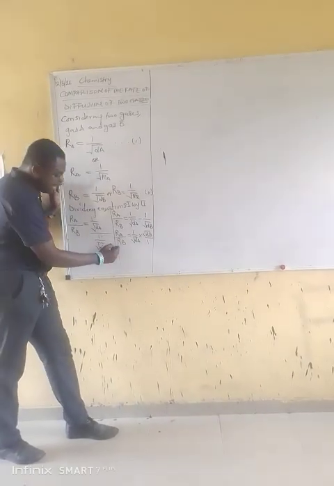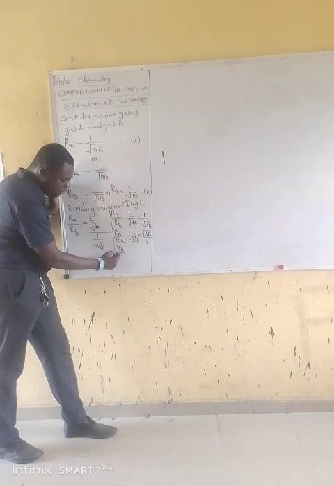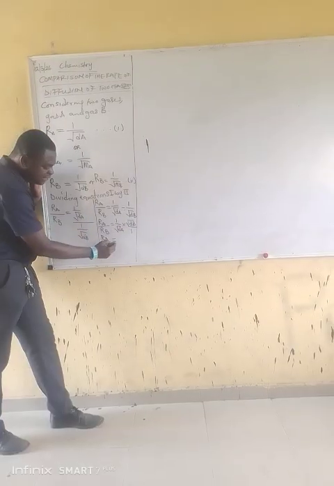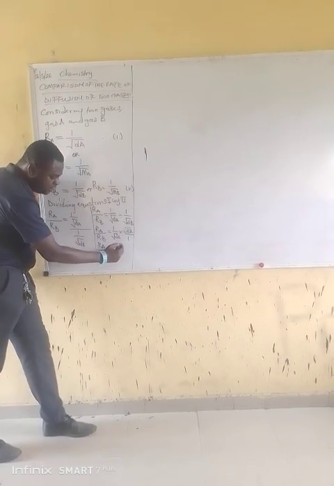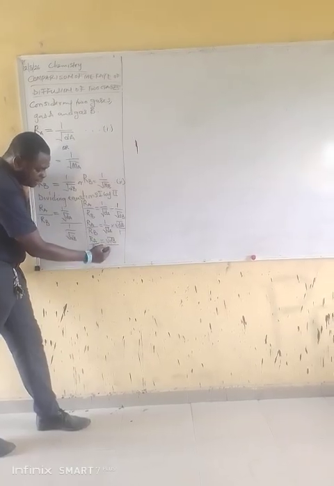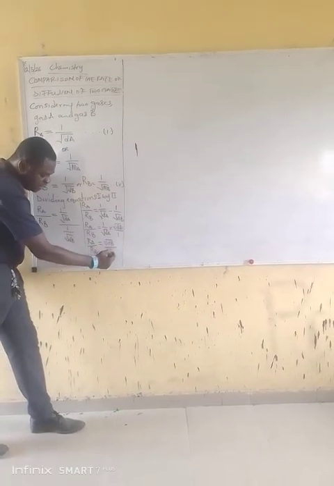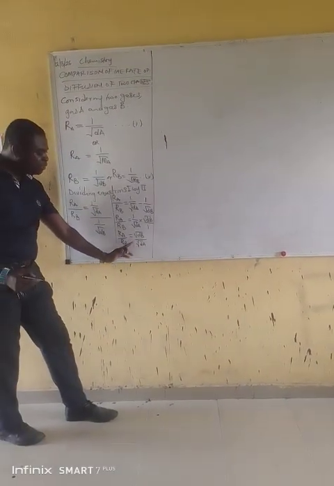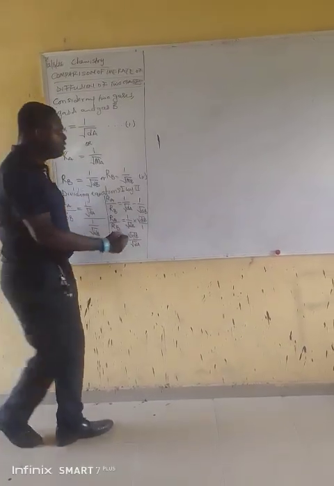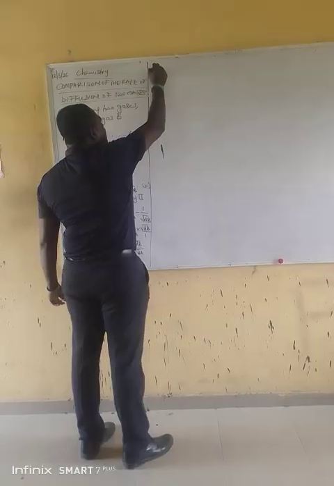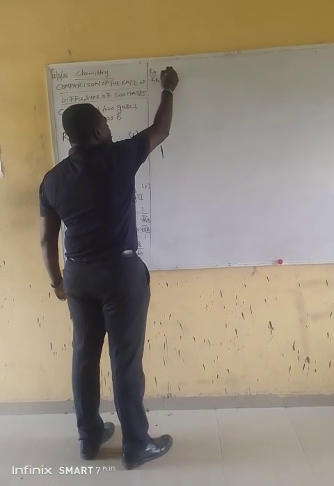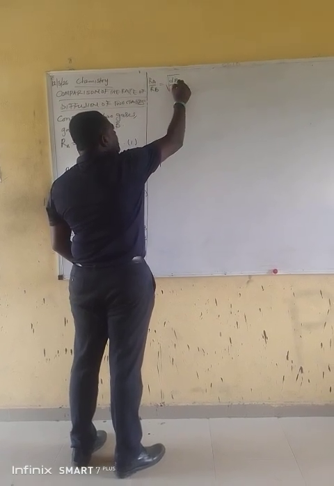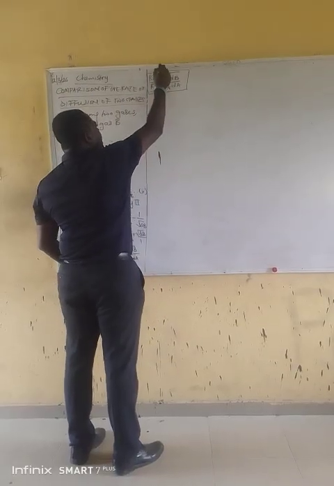Now RA over RB is equal to the square root of dB over 1 times this one, the square root of dA. Have you done surds before in further maths? In short, I can remove these square roots and put a long square root. So I have RA over RB is equal to the square root of dB over dA.